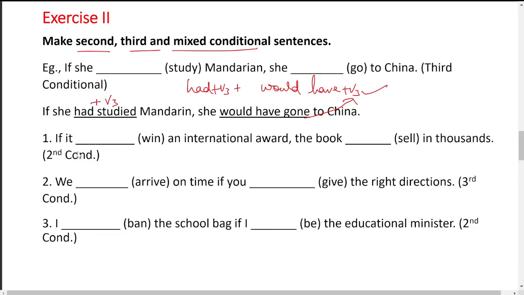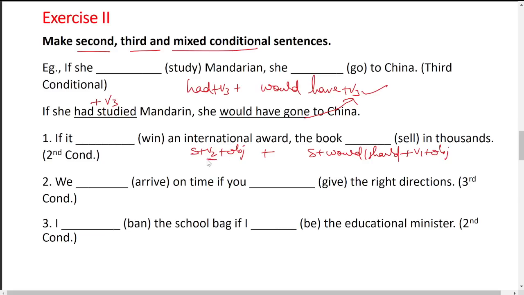Now, in the same way, exercise 1 is given as: If it ___ an international award, the book ___ in thousands. Okay. In the second conditional, the structure is simple past, that means subject plus V2. That must be combined with subject plus would or should. You can also use could or might plus V1 plus object. Now you have to use the sentence in this structure.